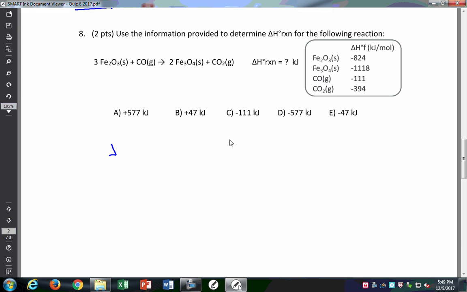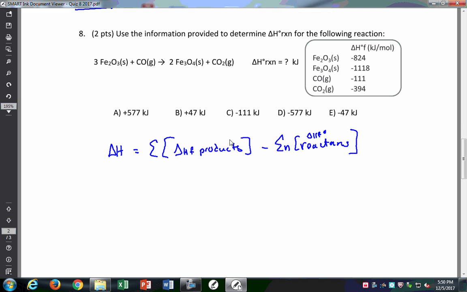Our delta H of our reaction is going to be equal to the sum of our delta H formation of our products minus the sum of our reactants' delta H formation. The minus is important, and the order is important that we're doing products minus reactants. All that's showing is that in the reactant side, we have to break bonds. In the product side, we form bonds. So that's representing the fact that breaking bonds takes energy and forming bonds releases energy. So that's why that order is important.